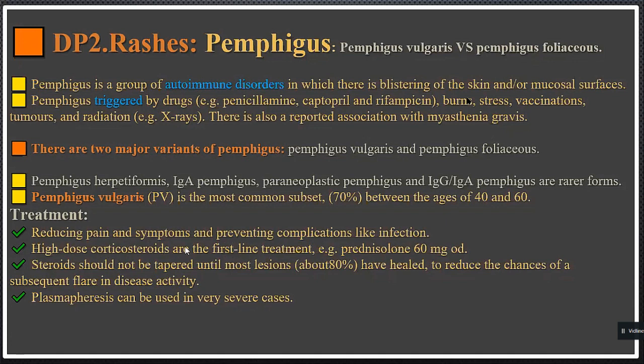If you find this option, you can choose prednisolone 60 milligram only. Steroid should not be tapered until most lesions have healed. So don't start tapering until 80% have healed, to reduce the chance of subsequent flare in disease activity. Plasmapheresis can be used in very severe cases. So if they said in the scenario the case is severe and you find the option of plasmapheresis, you can choose.